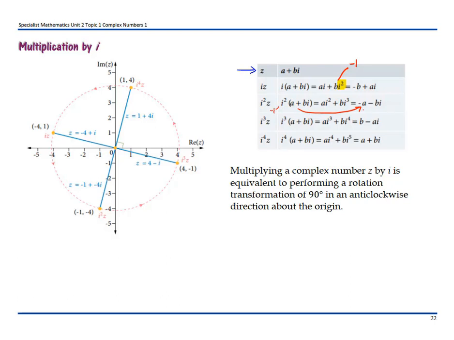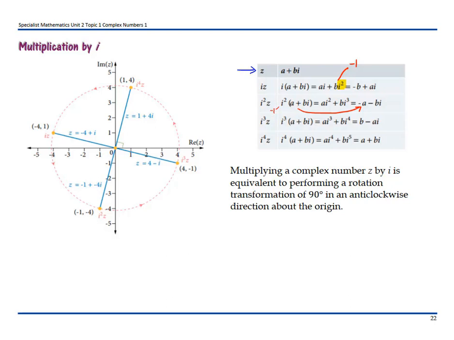So everything is multiplied by negative. So that's -a minus bi. If we have i cubed z, then you can see that expansion, which gives us b minus ai. So let's put this into perspective.